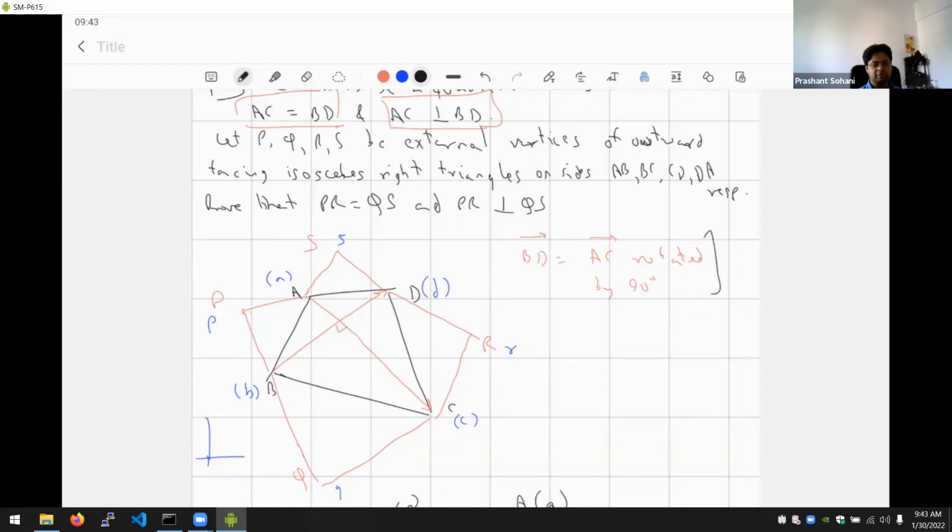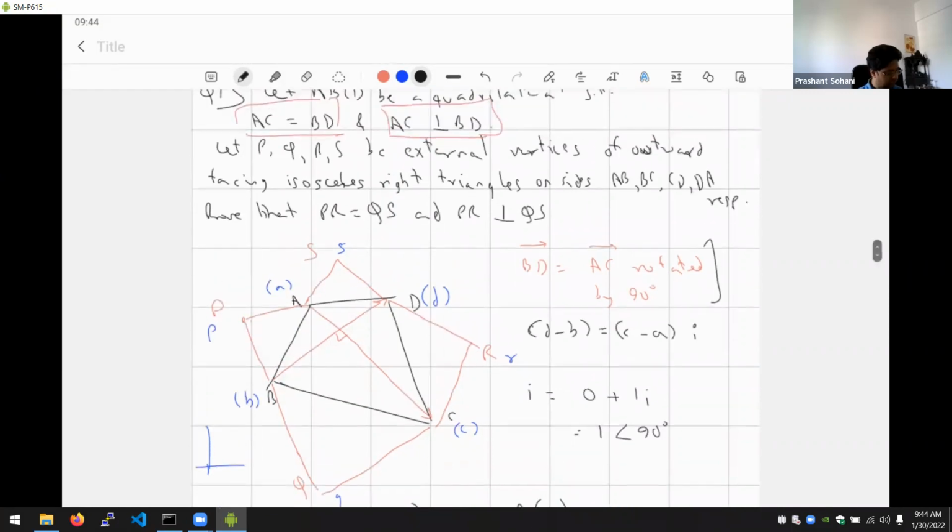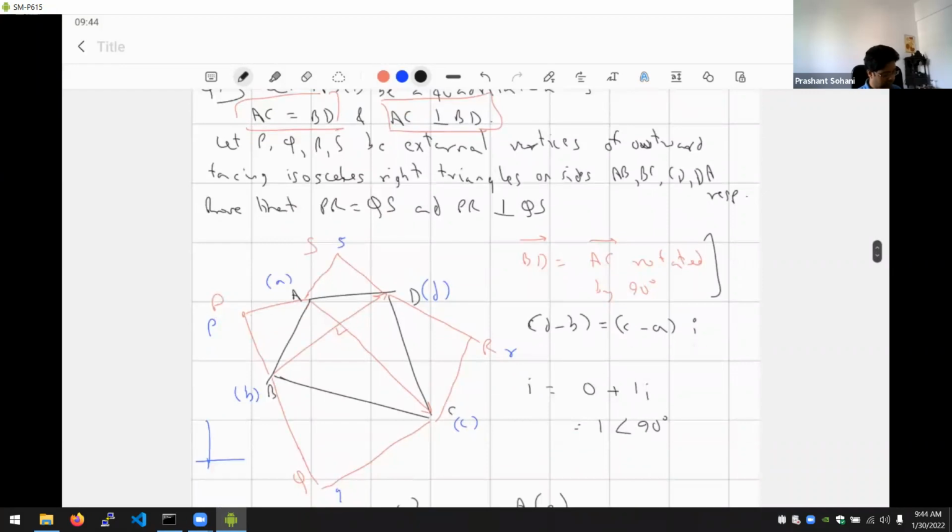So this expression, BD is AC rotated by 90 degrees. How can I write the same thing in complex numbers? BD equal to AC into I or minus I. Yeah, correct. In this case, the rotation is counterclockwise, so it will be I. So this is D minus B equal to C minus A times I. And why times I? Everybody understands that I is nothing but 0 plus 1 I, or in the polar domain, this is one with angle 90 degrees. So multiplication by I is the same as rotation through 90 degrees. You see how we have converted the given information into a purely complex number equation. D minus B equal to C minus A times I, and hopefully this should help us to solve the problem.